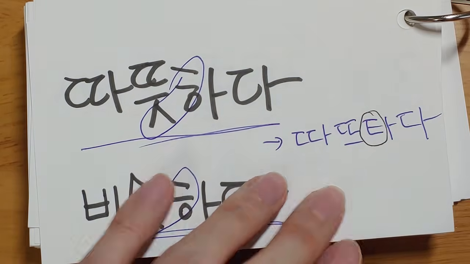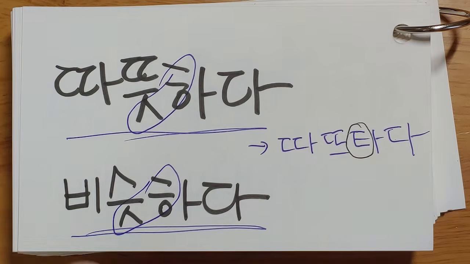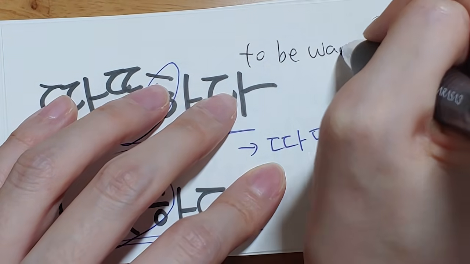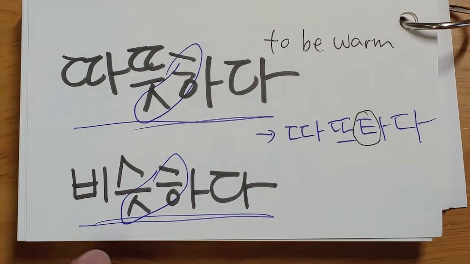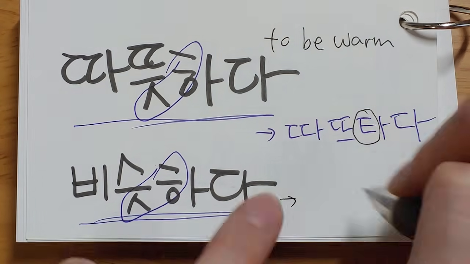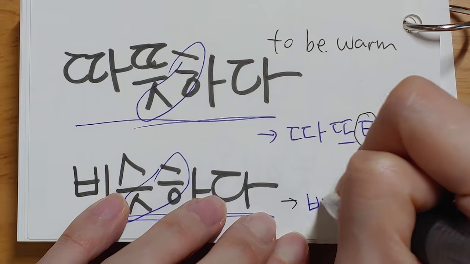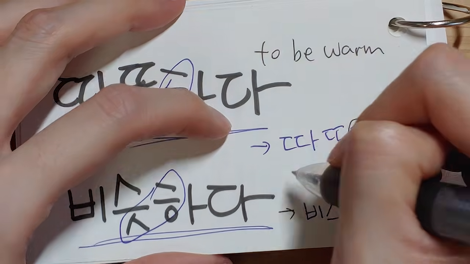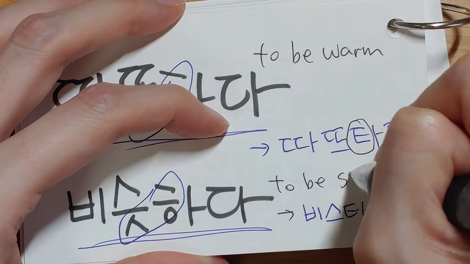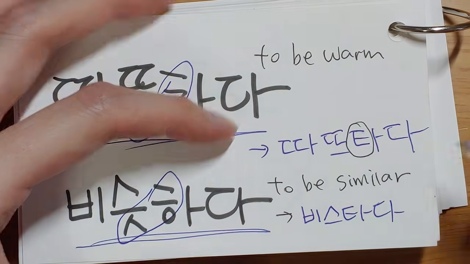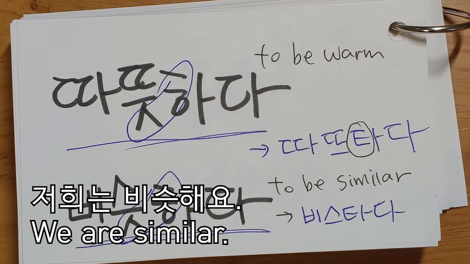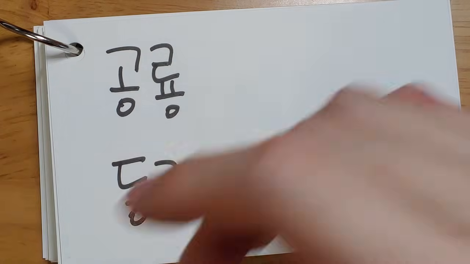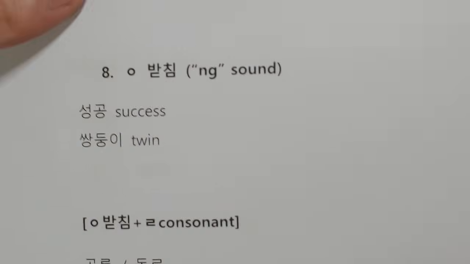So this one is pronounced 따뜻하다, and this is an adjective that means warm, for something to be warm. And 비슷하다. This one also has that t sound, and this one means to be similar. 저희는 비슷해요. We are similar. 비슷하다. 다음에 moving on to 이응 받침 finally.